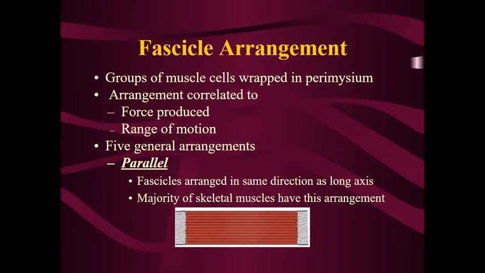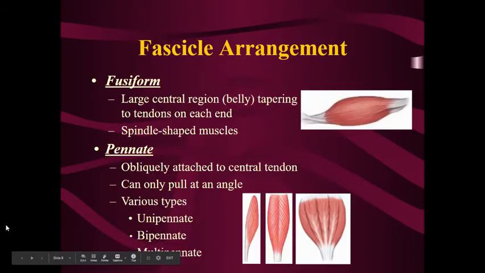Overall, there are 5 general arrangements of fascicles. The parallel arrangement is when the fascicles are arranged in the same direction as the long axis. And a majority of our skeletal muscles have this parallel fascicle arrangement. Fusiform is when there is a large central region, also called the belly of the muscle, that tapers to tendons on either end. And so fusiform are spindle-shaped muscles.